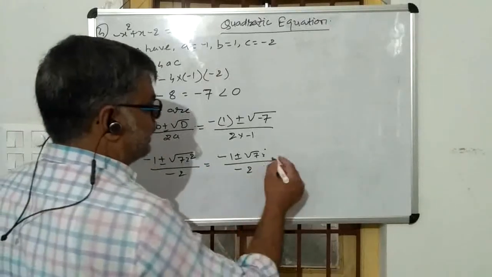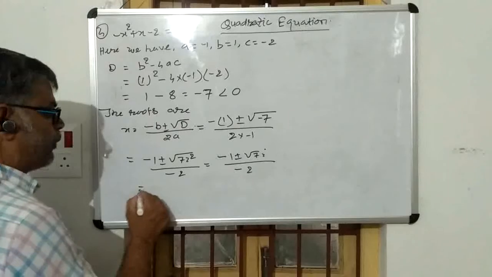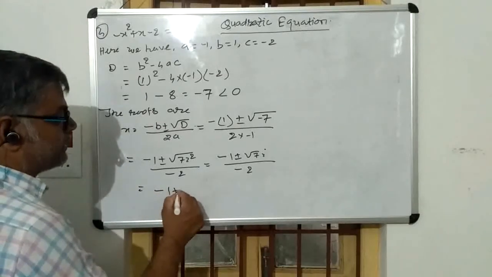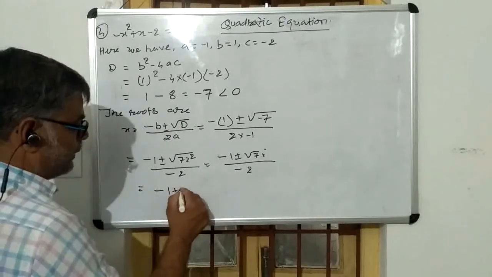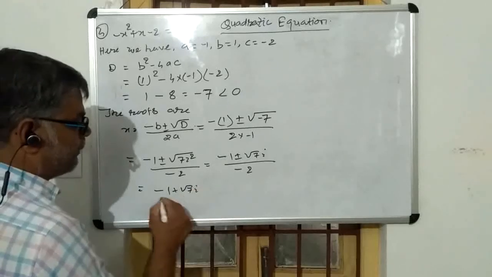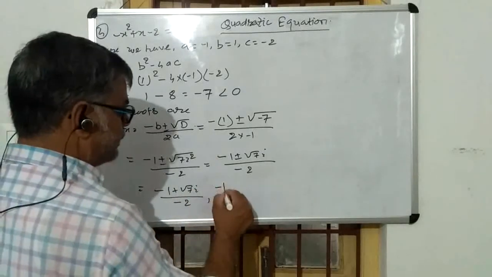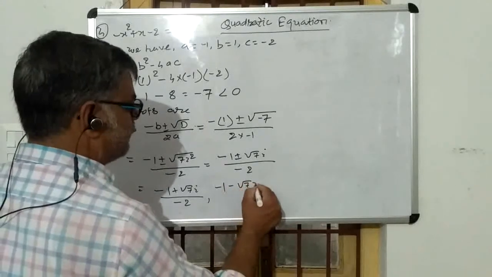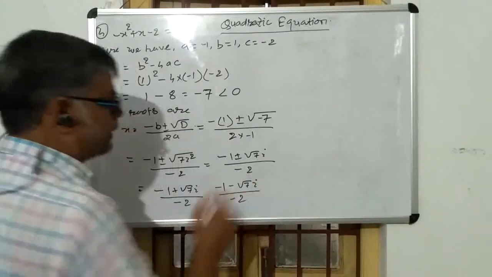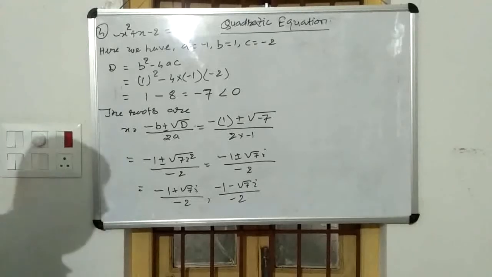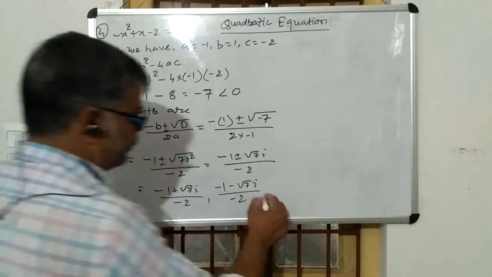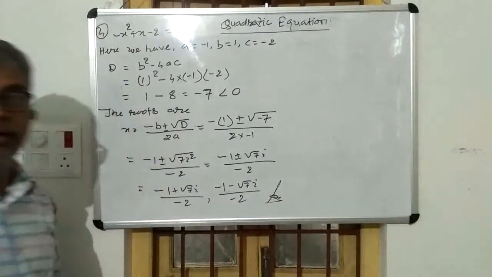So these can be written in this form also, minus 1 plus root under 7i by minus 2 and minus 1 minus root under 7i by minus 2 also. So yeah, these are the roots of this quadratic equation.